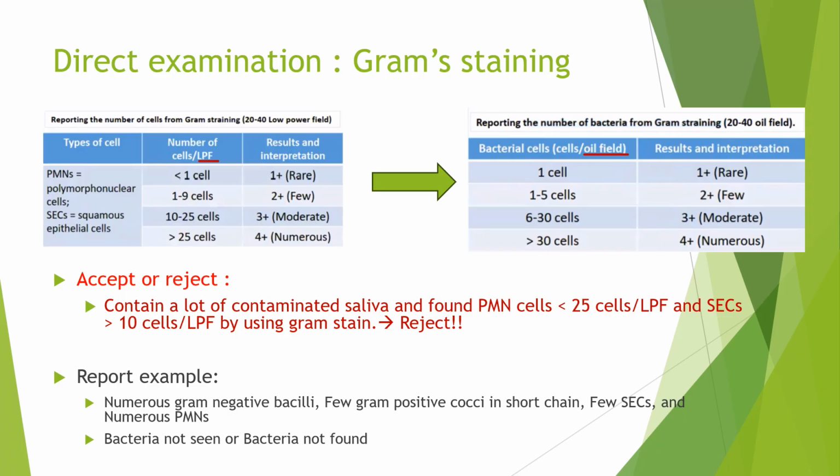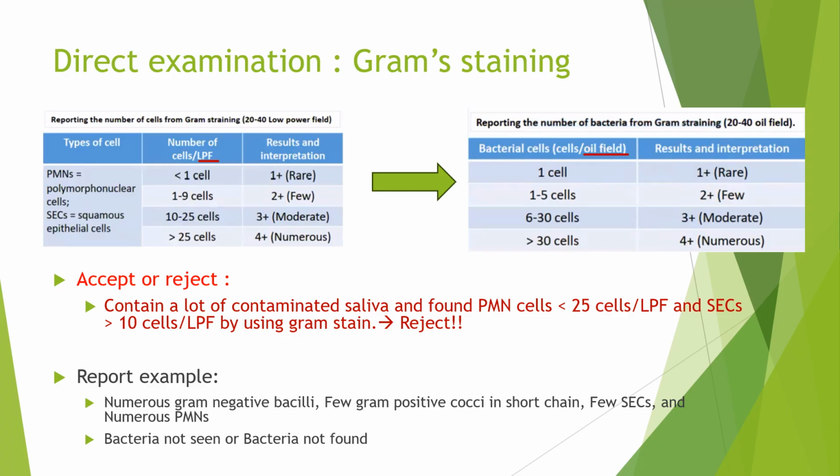If your specimen contains a lot of contaminated saliva, with PMN cells less than 25 cells per low power field and SEC more than 10 cells per low power field, it means that this specimen is not proper and it's not sputum, so this can be rejected.